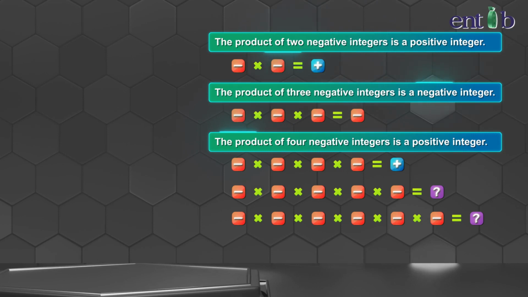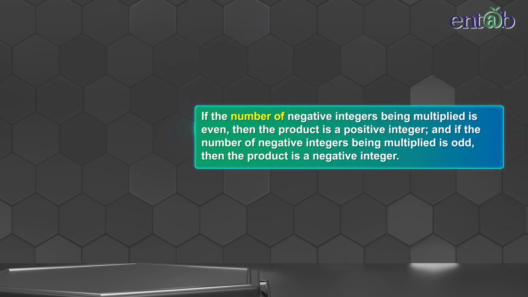Can you visualize a pattern here? Well, the product of 5 negative integers is a negative integer. And the product of 6 negative integers is a positive integer. Thus, we derive the pattern: if the number of negative integers being multiplied is even, then the product is a positive integer. And if the number of negative integers being multiplied is odd, then the product is a negative integer. Now, try to answer the following question.